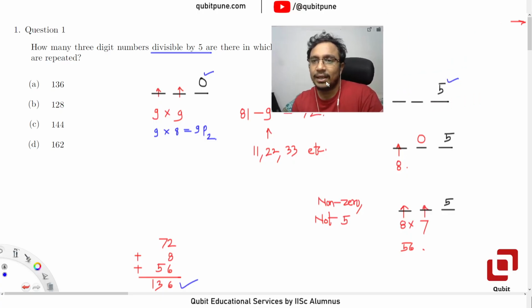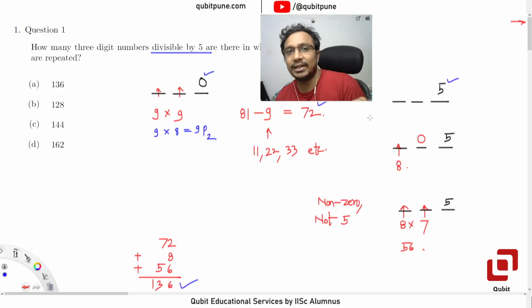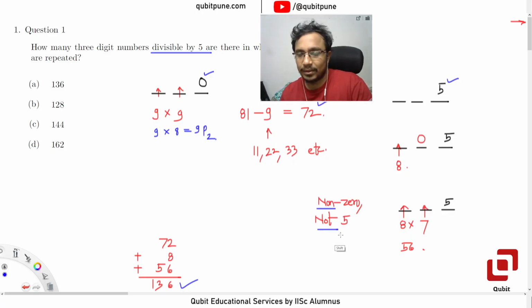And then when it comes to numbers ending with 5, I considered the cases separately. First, where there is a 0, and second, there is not a 0, and also not 5. Now, if a 0 is there, we have total 9 numbers, 1 to 9, because the repetition is not allowed, and because of that, 5 also gets excluded. So there are 8 possibilities there.